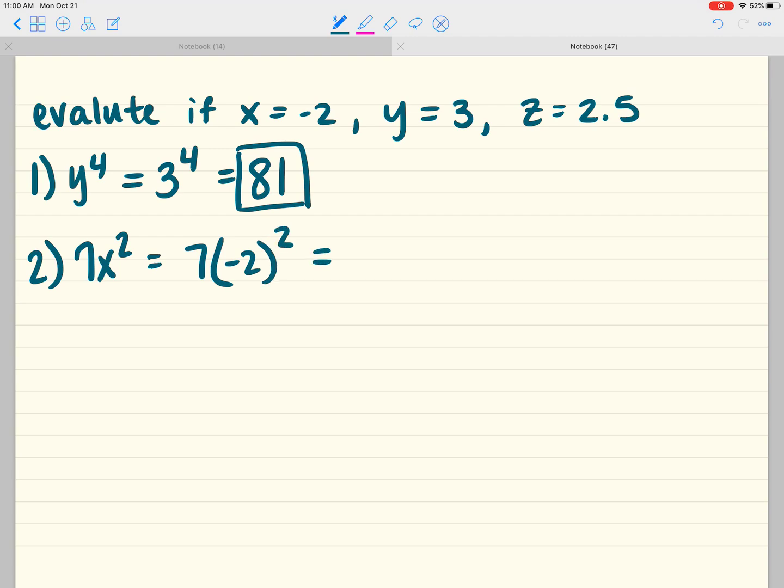So if I square negative 2 first, you really shouldn't need your calculator for that. What's negative 2 times negative 2? Positive 4. Why is it positive 4? Because a negative times a negative is positive. Signs are the same, your answer is positive. Yes. Okay. 7 times 4 is equal to 28.